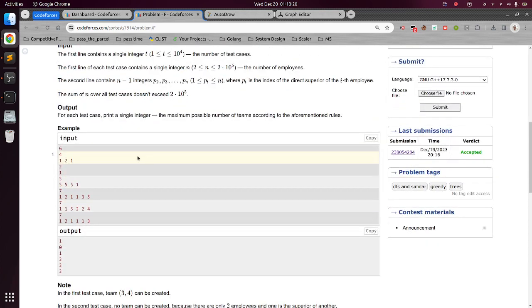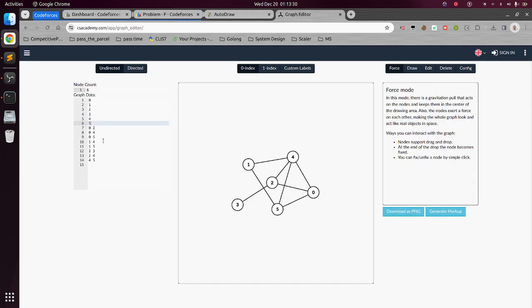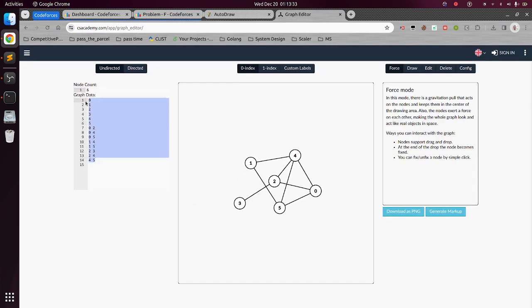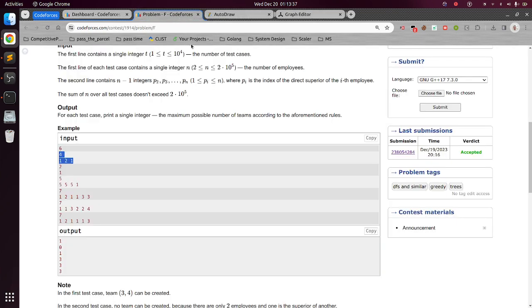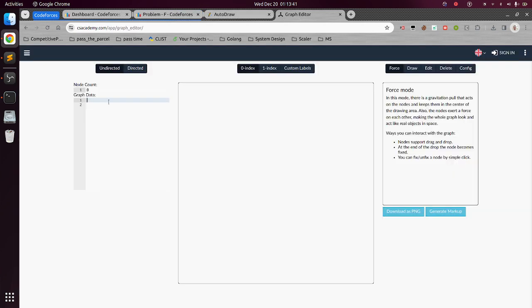So you can see, just take this example, because the first example tells you how to choose teams basically. I will have to draw it for you, I guess. It says 1 to 1, 1 to 1. So 2's parent is 1, 1 to 1, 3's parent is 2, and 4's parent is also 1.